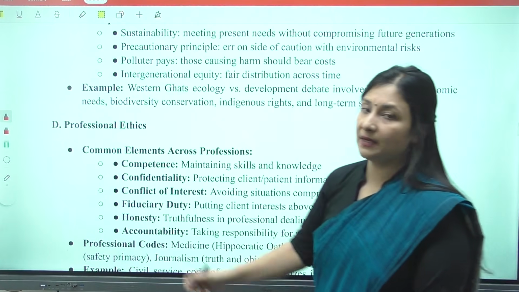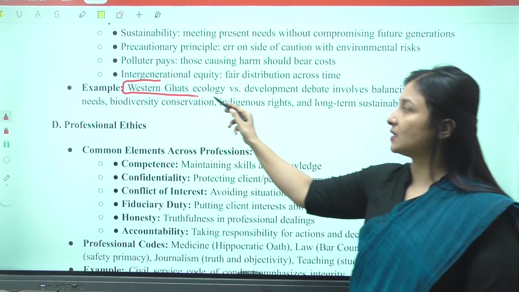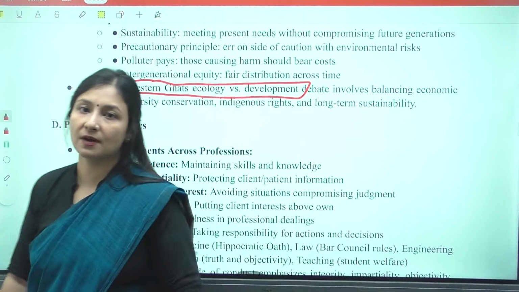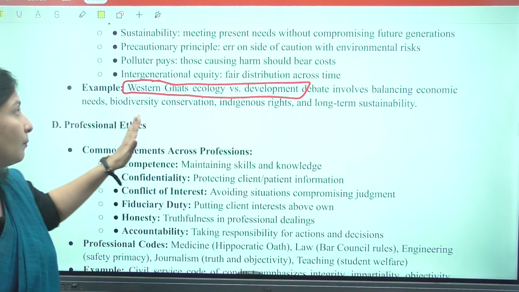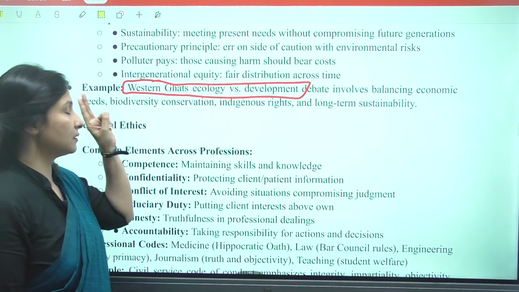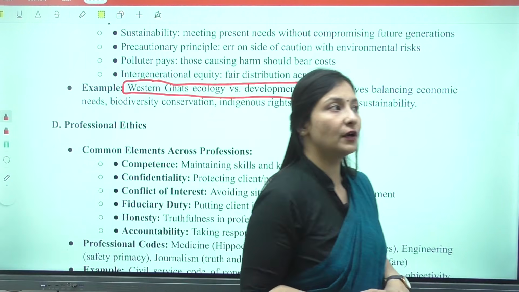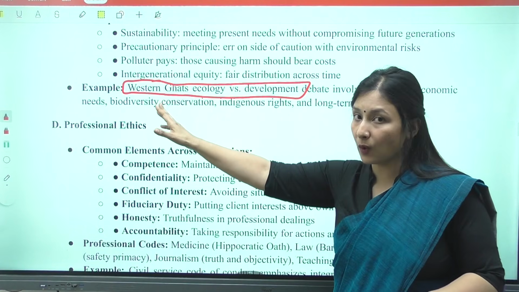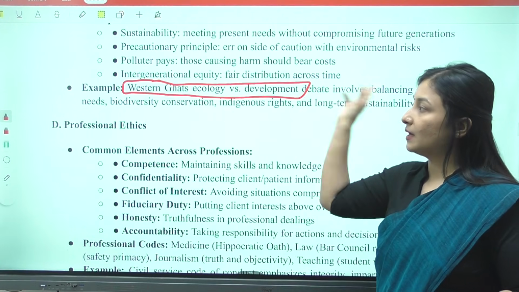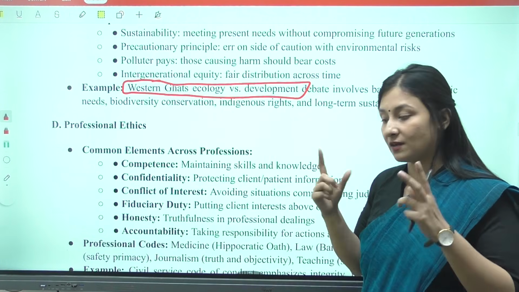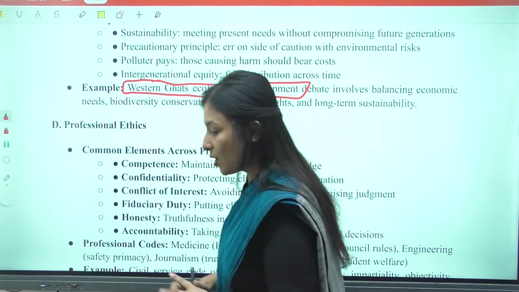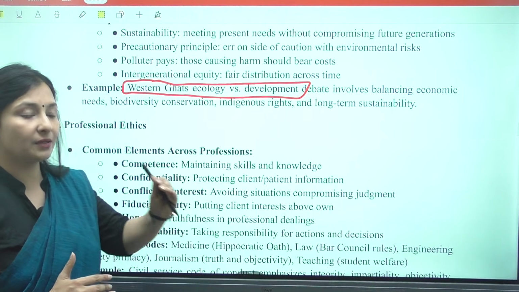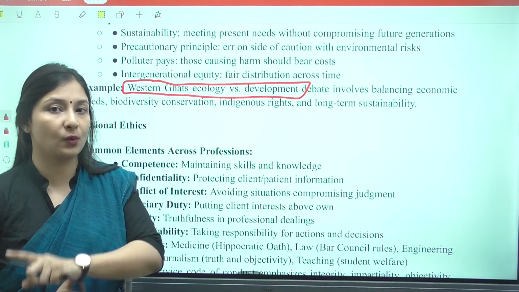Now, there is always a debate in the environmental scenario. We have seen, I think, the Kasturirangan committee had been set up for the evaluation of the Western Ghats, the Western Ghats ecological lines. So there is a debate on Western Ghats ecology versus the development which has been happening. The environmental debate is that you have the right of development, but to what extent you are hampering the environment, now that is also ethically questioned, right?